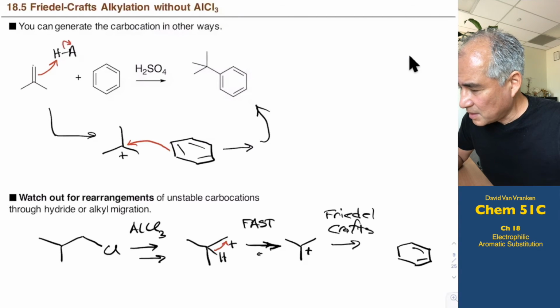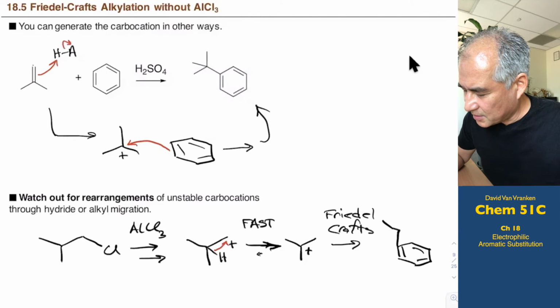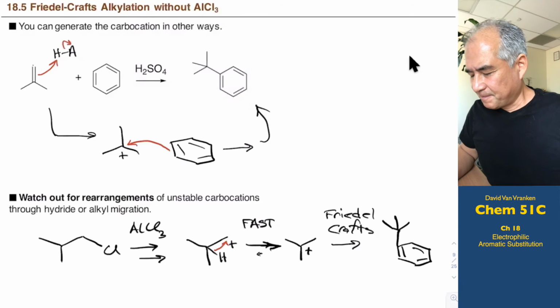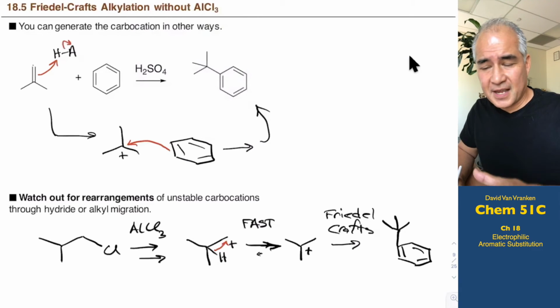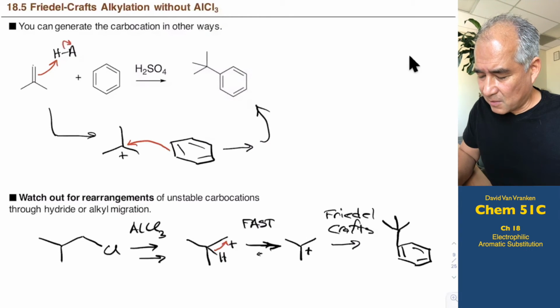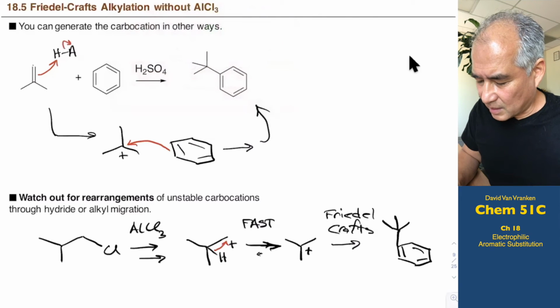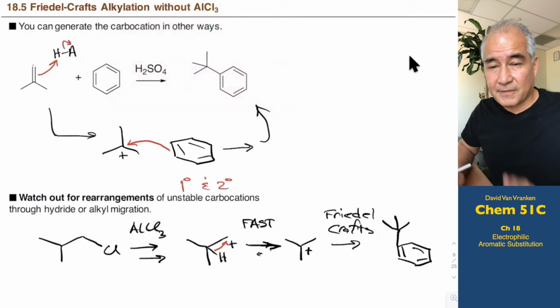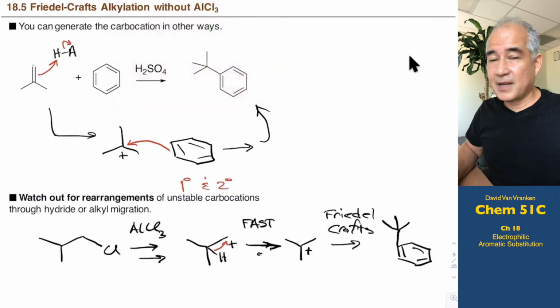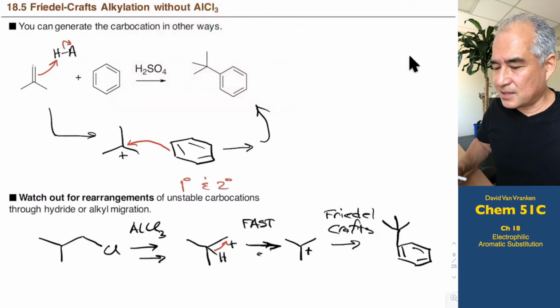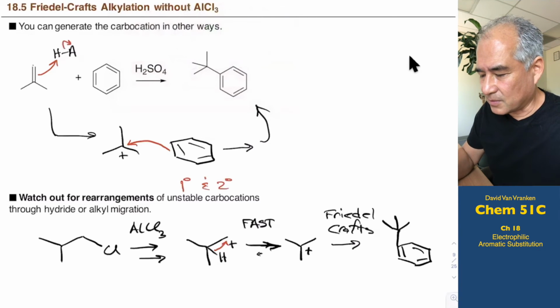I kind of ran out of room here, so I'll try to tip up my t-butyl group a little bit. So you really have to watch out for the potential for rearrangements of primary, most importantly primary, and then also secondary carbocations. If they can rearrange to tertiary, they're going to rearrange to tertiary before you can add to a benzene ring. And that's not necessarily what you want to happen in those cases.